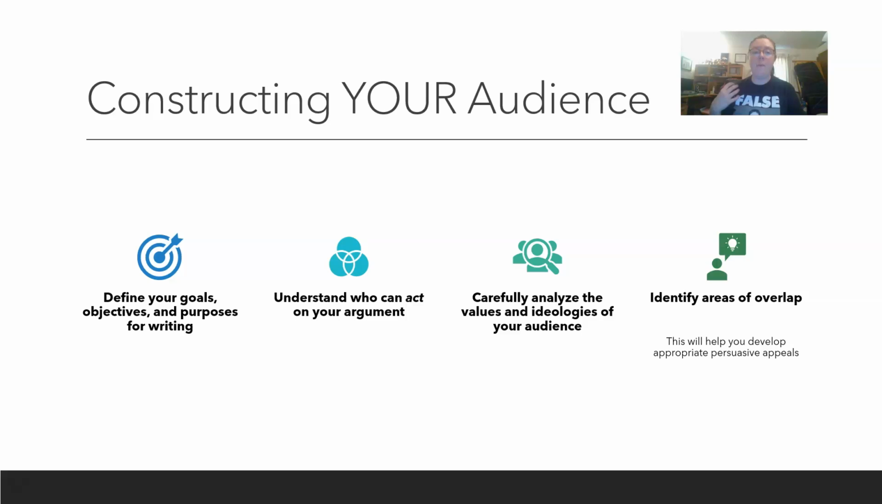So, after you have understood who can act on your argument, and remember, we want to layer that. It's not, again, just who can act, but who wants to act as well. But once you've identified that individual or that group or that body of people, you want to carefully analyze the values and ideologies of your audience.